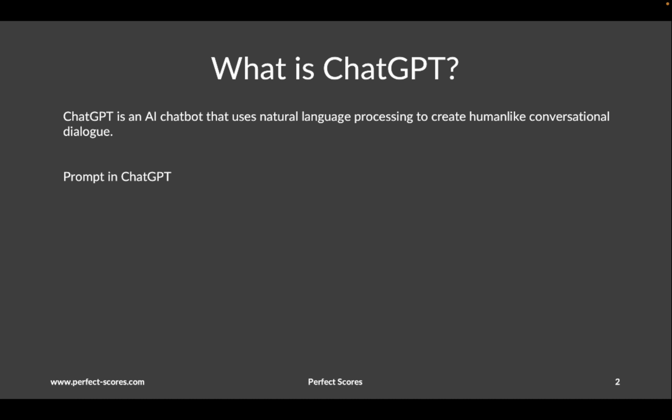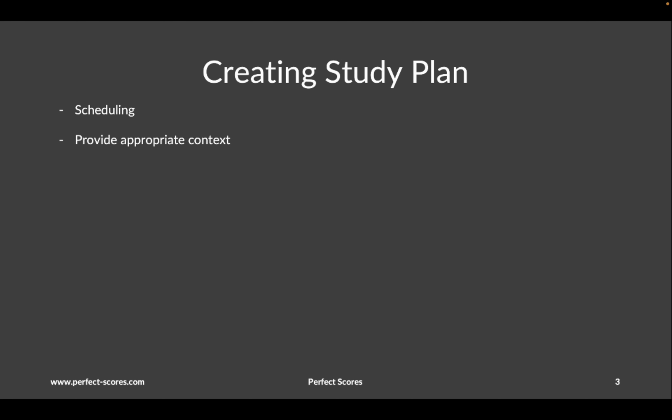So let's just get started. Let's see the different ways you can use ChatGPT for your GMAT study prep. Even though this tool is amazing and can do a lot of other things, let's just start with it. The first thing that you can do with ChatGPT is create a study plan. If you provide accurate and appropriate context to this tool, it can help you prepare a good study plan.